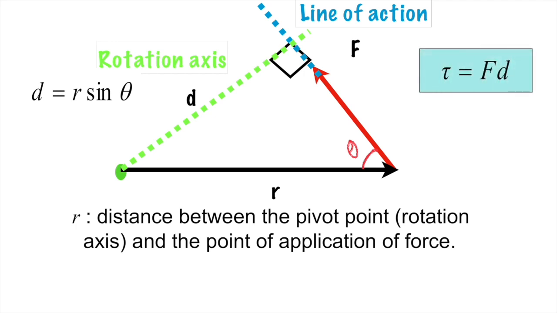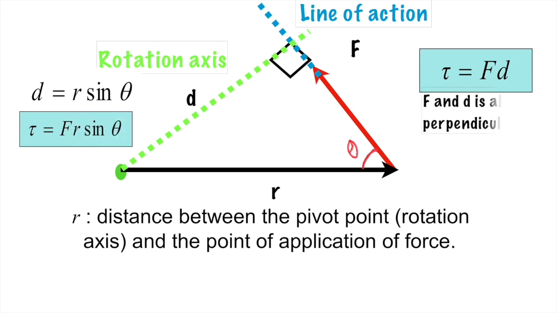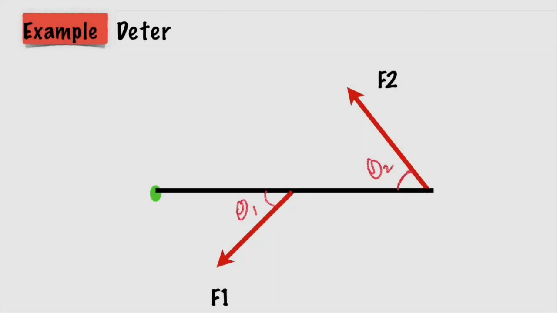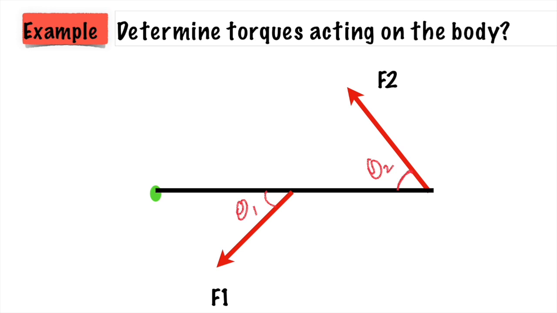We know that tau is equal to Fd. When we substitute D equal to R sin theta, we will get tau is equal to Fr sin theta. F and D are always perpendicular. Note that torque is equal to 0 when F is parallel to R. This is another example for torque. The diagram shows two forces acting on a body. Determine the torques acting on the body.